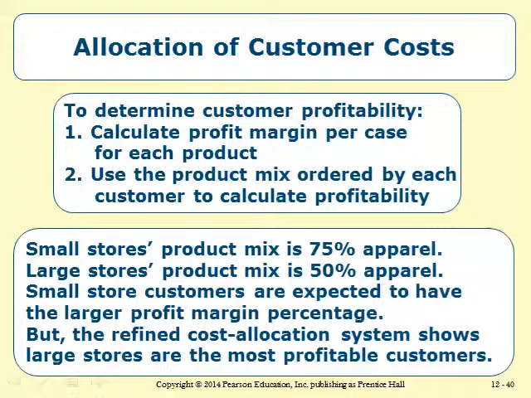The refined cost allocation system significantly changes the profitability measures of small and large stores. Contrary to the results based on the simple existing cost allocation system, the refined system shows that large stores are the most profitable customers. In our refined system, we allocate $276,000 to the customer cost objectives on the basis of number of orders, an allocation base that represents the cost much better than does pounds of product.